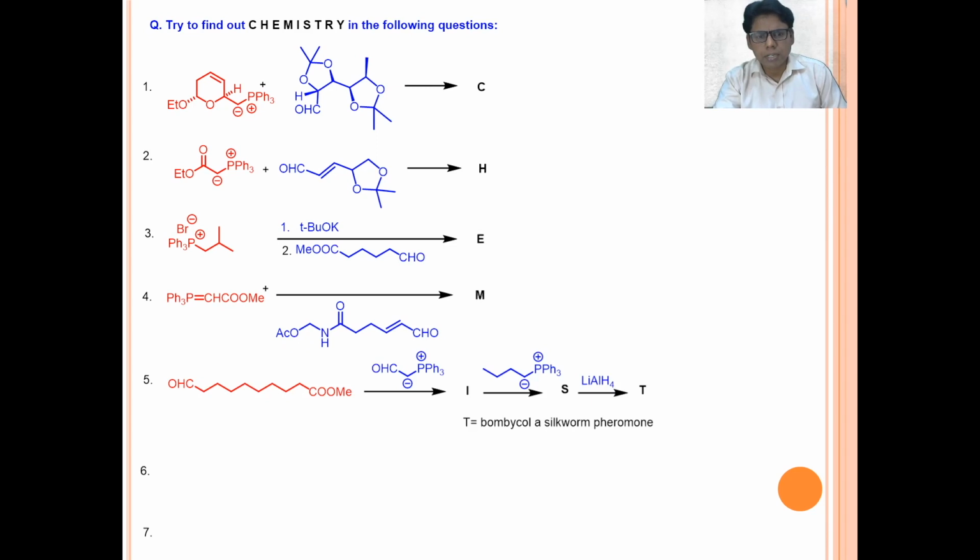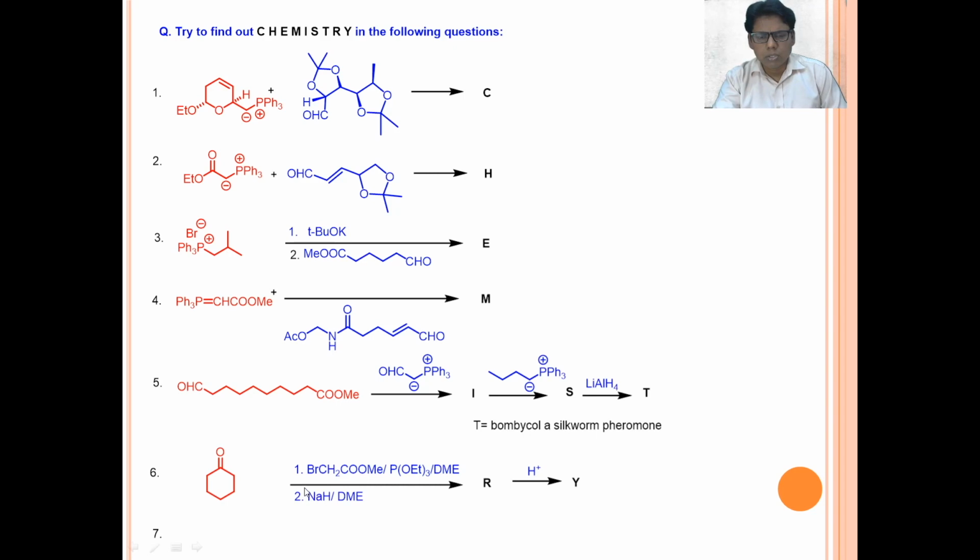This is a bit different reaction in which there are two Wittig reactions, and one Wittig reagent will attack this aldehyde, giving one product, and it will have another aldehyde group which will be attacked by this triphenyl phosphine group, and the product S is formed, which will get reduced by lithium aluminum hydride to give you the product T, and T is bombykol, a silkworm pheromone. So you have to find out what exactly are S and T.